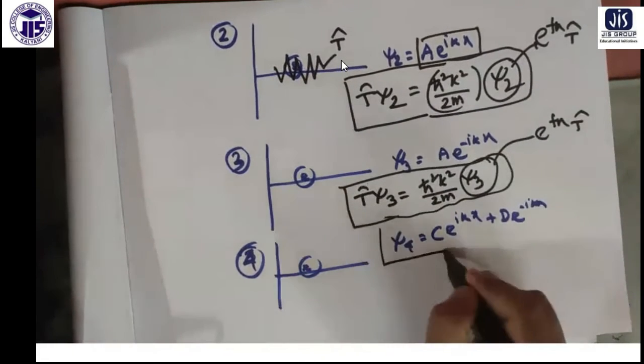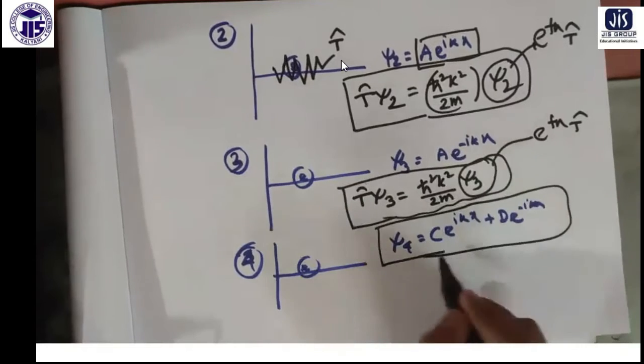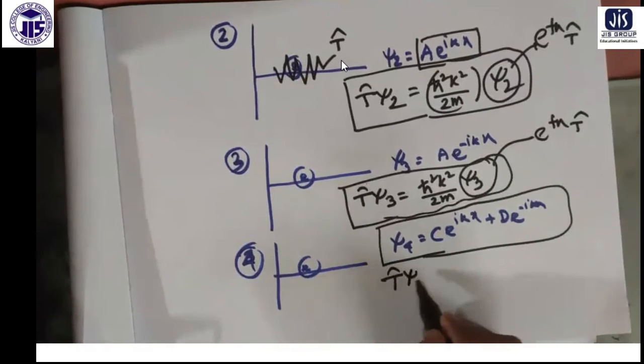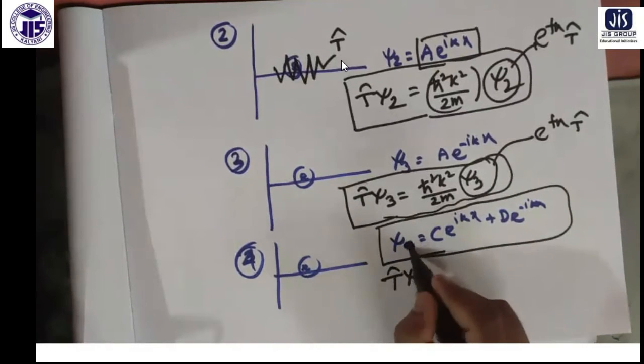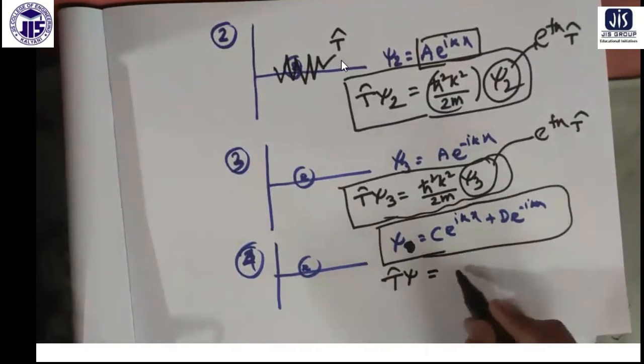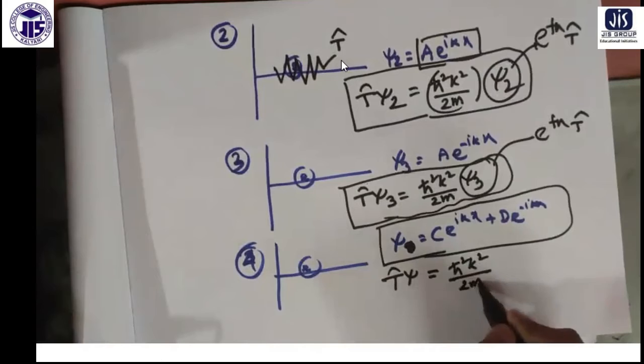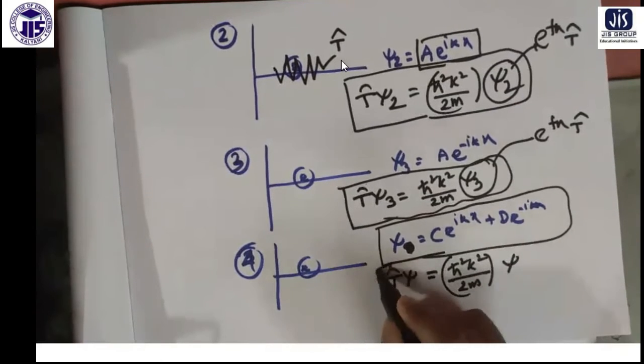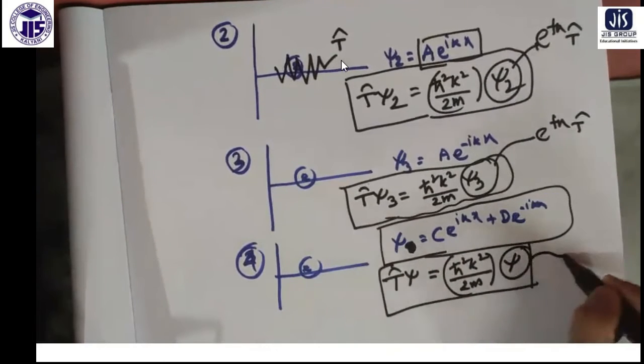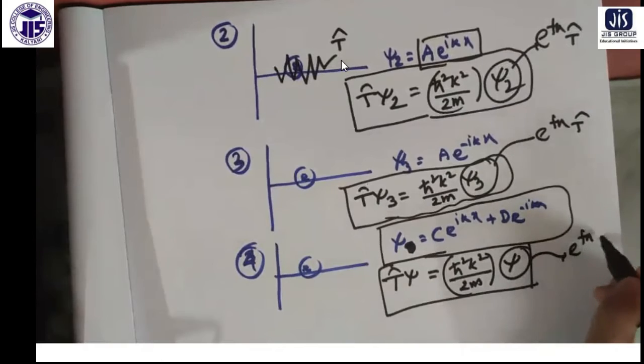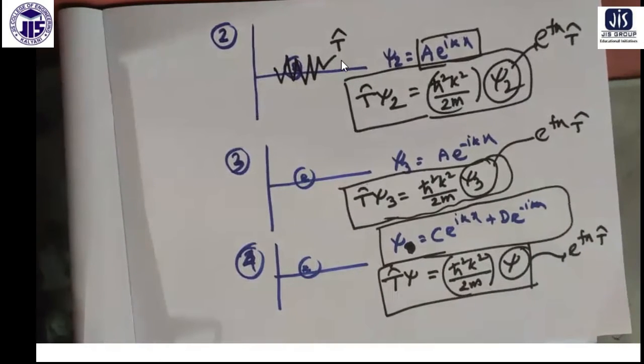Now the idea is that if you take a linear combination of these two, as I have done just now, say this is psi4 or just psi, this also satisfies the eigenvalue equation with the same eigenvalue. So that means the psi, which is a linear combination of these two, is also an eigenfunction of the same operator.